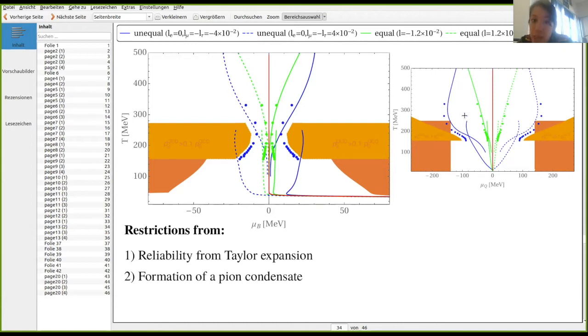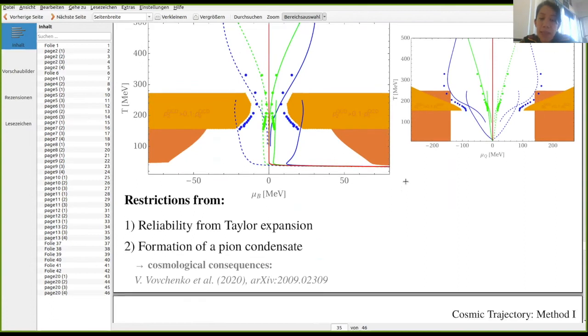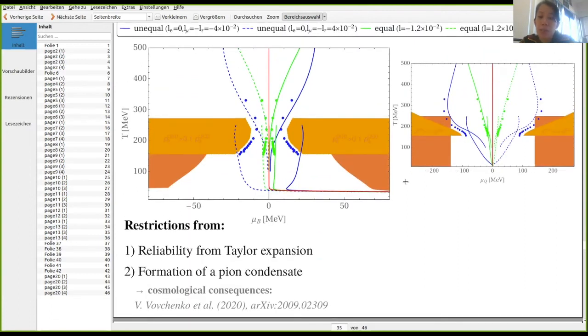If we go to larger and larger lepton asymmetries, at some point, the pion chemical potential becomes larger than its rest mass. And for our method, that simply means that our hadron resonance gas approach doesn't work properly anymore, because the pion number density and thermodynamic quantities start to diverge. So we have to do something different here. And for us, it's really just a restriction to our hadron resonance gas approach. However, this pion condensate can also have cosmological consequences that I'm not going to discuss here, but have been discussed in this paper here.